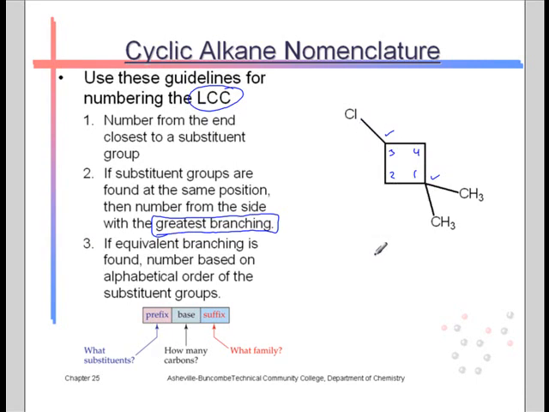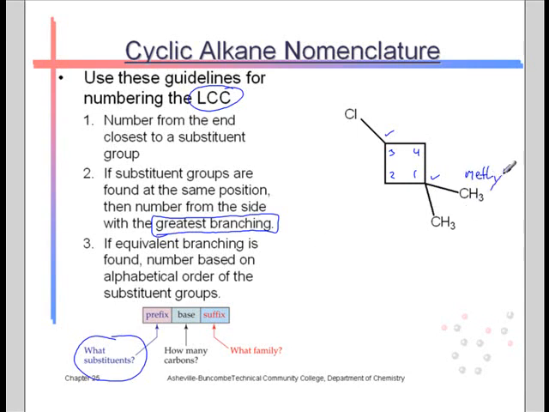And so that's not always the case. The next example would be an issue where one way is preferred over the other way. Okay, but right now we have everything in front of us that we need to build this name. So let me start with the prefix. Remember that's the substituent groups, and that's the chloro and the 2 methyl groups.